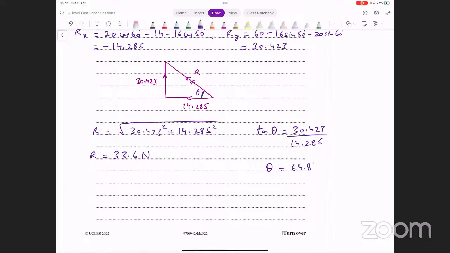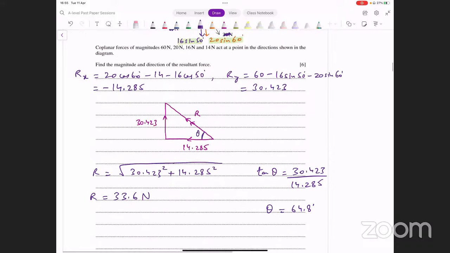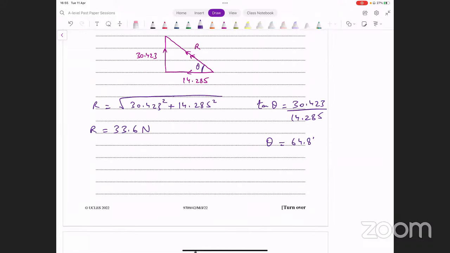Okay, but this is not enough. You have to describe this direction. So what will you write now for the resultant? You will say the resultant is 33.6 Newton at an angle of 64.8 degrees. Now in which direction is that 64.8 degrees? Think of the coordinate axis. Think of the x axis. This is your x axis, and in which direction is the y axis force acting? In this direction.